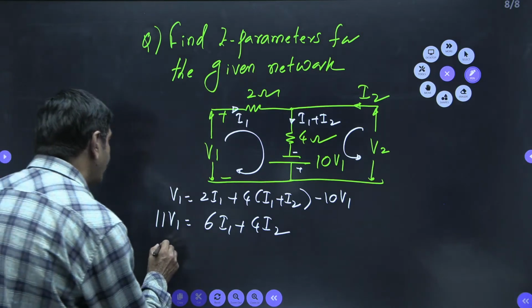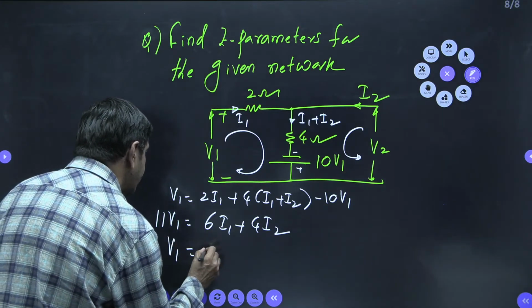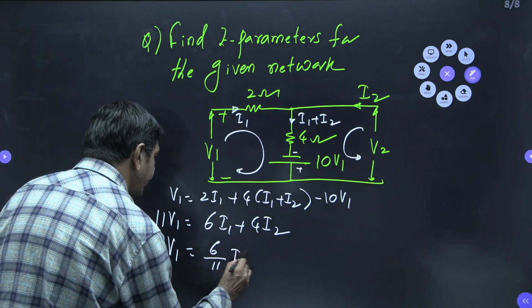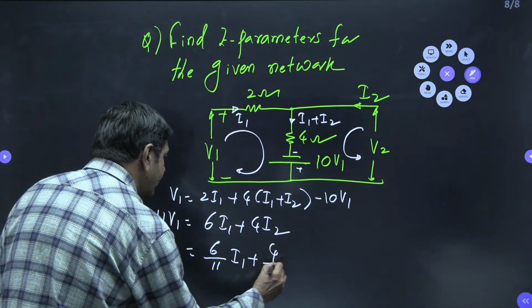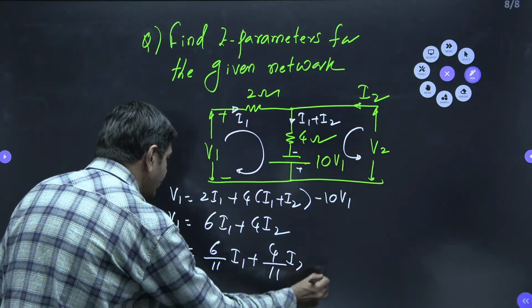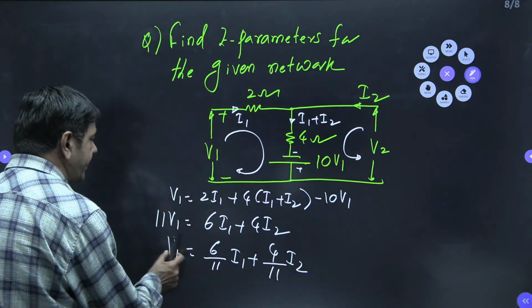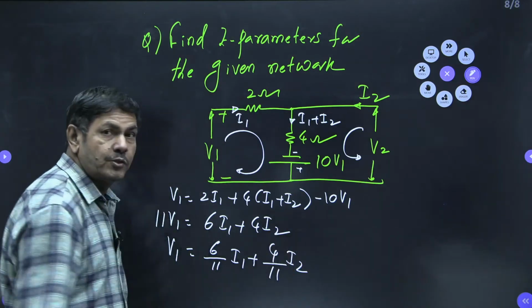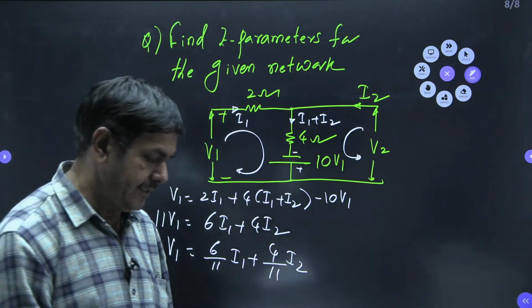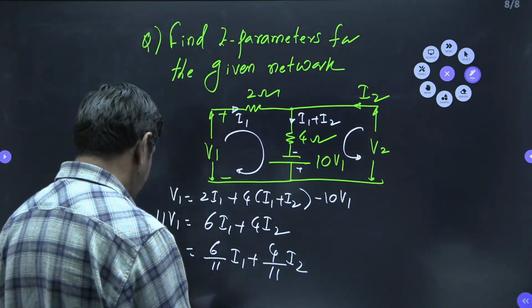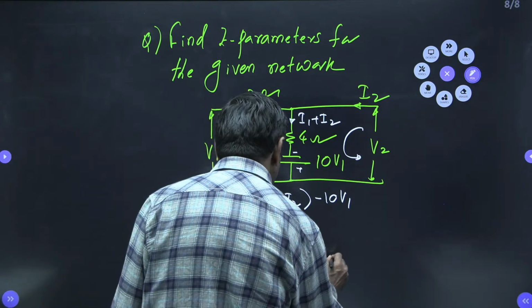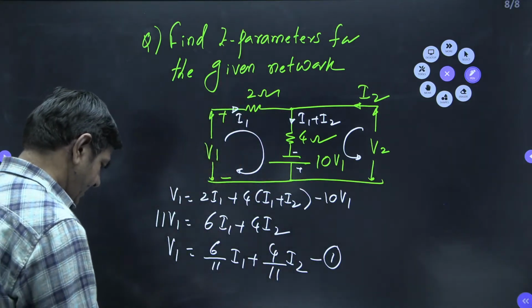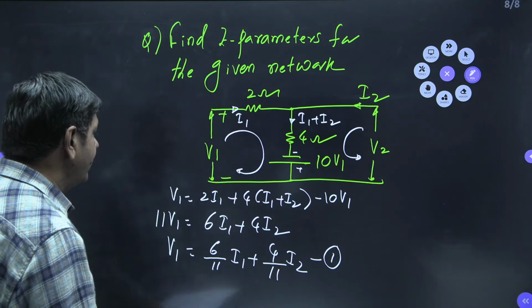So finally what is V1 here? V1 is to be taken as 6 by 11 I1 plus 4 by 11 I2. Yes, we got the value. V1 equal to Z11 into I1, this is Z12 into I2. That way we can get equation number 1: 6 by 11 I1, 4 by 11 I2.